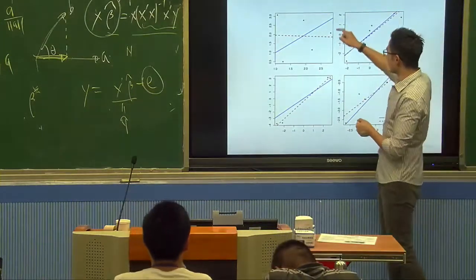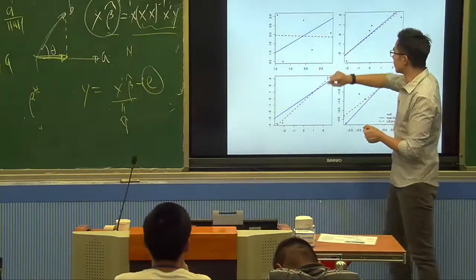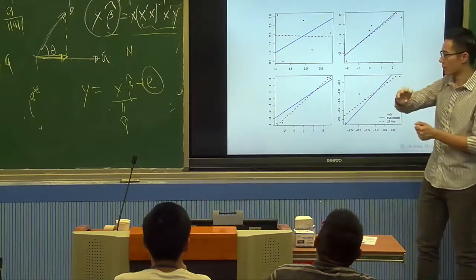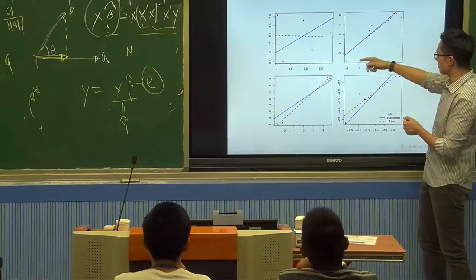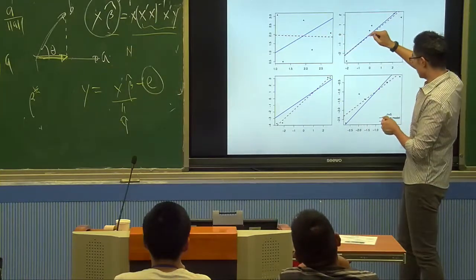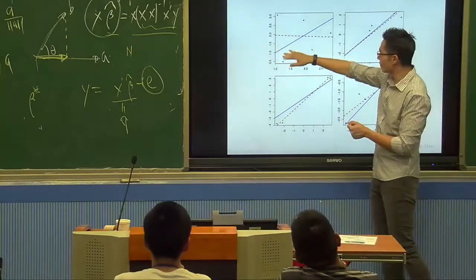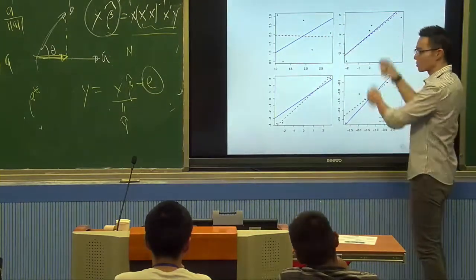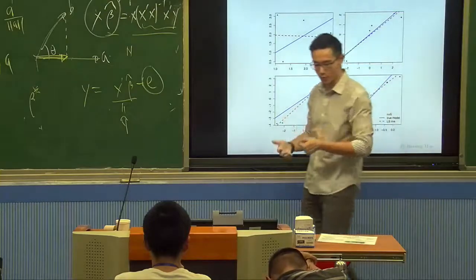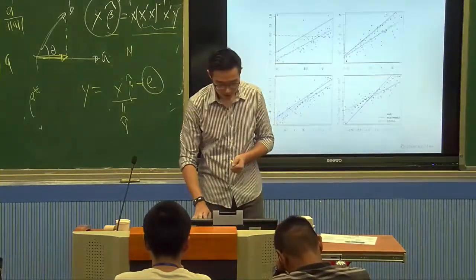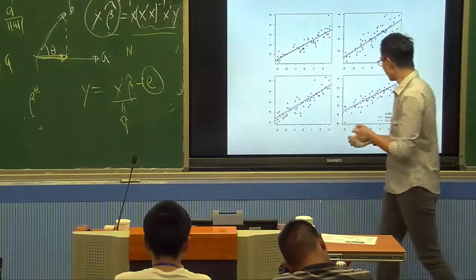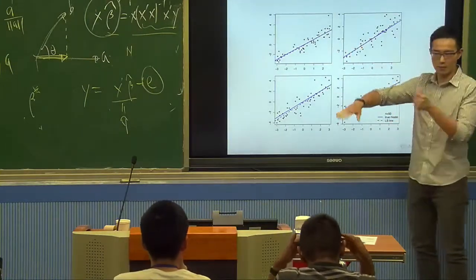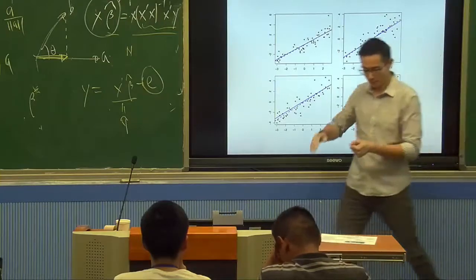If we only have 5 data points, every time we draw 5 data points out of the underlying population, then, sorry, here the blue line is the true line, right? The red line is my least squares fit. And you can see it changes wildly depending on what 5 points happen to be drawn. But if I draw many points, so here I draw 50 points, then you can see that the variance becomes much, much smaller.